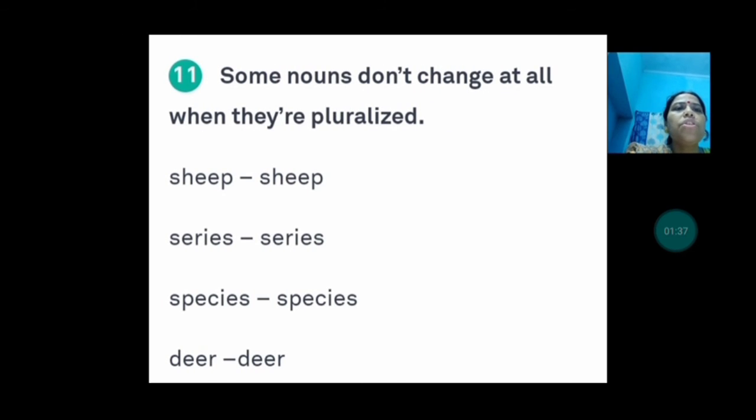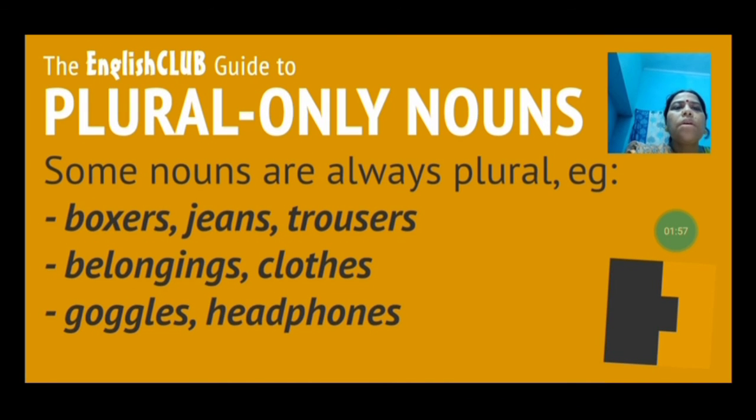Some nouns don't change at all when they are pluralized, like sheep, sheep, series, series, species, species, deer, deer. That means they don't change their form. They remain the same in the plural and for the singular also. Now some nouns are always in the plural form, like boxers, jeans, trousers, belongings, clothes, goggles, headphones. They always come in the plural form. We don't have singulars for them.